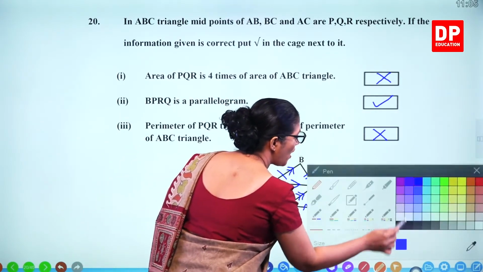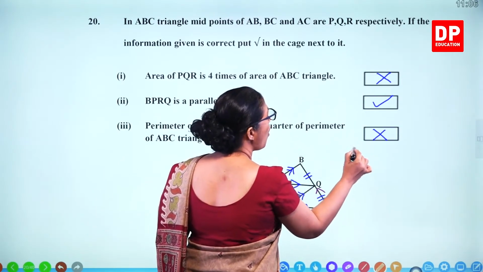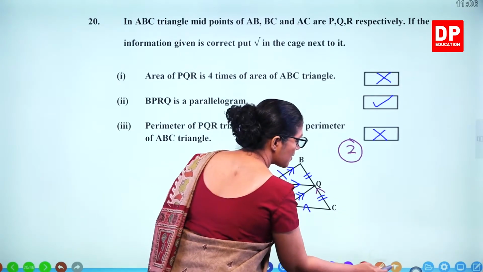So you get 2 marks for writing down all 3 correct answers.